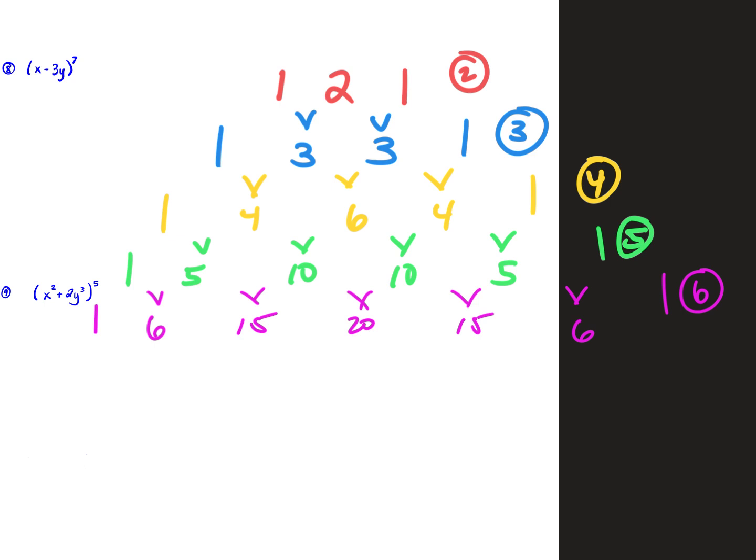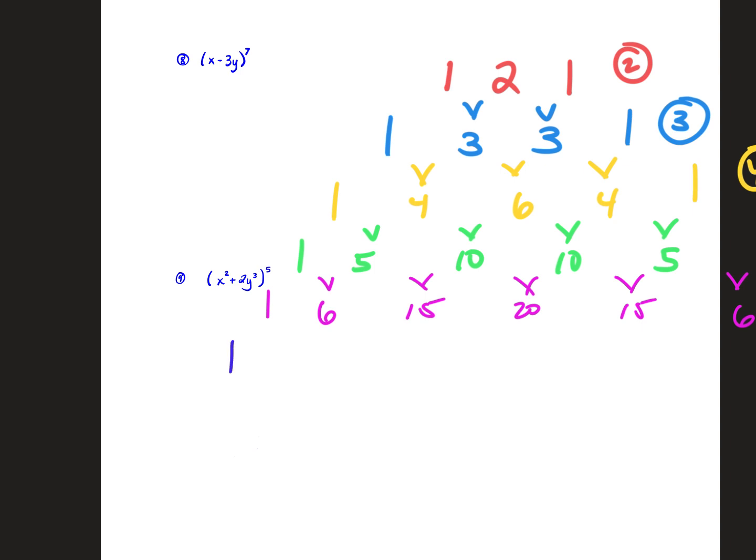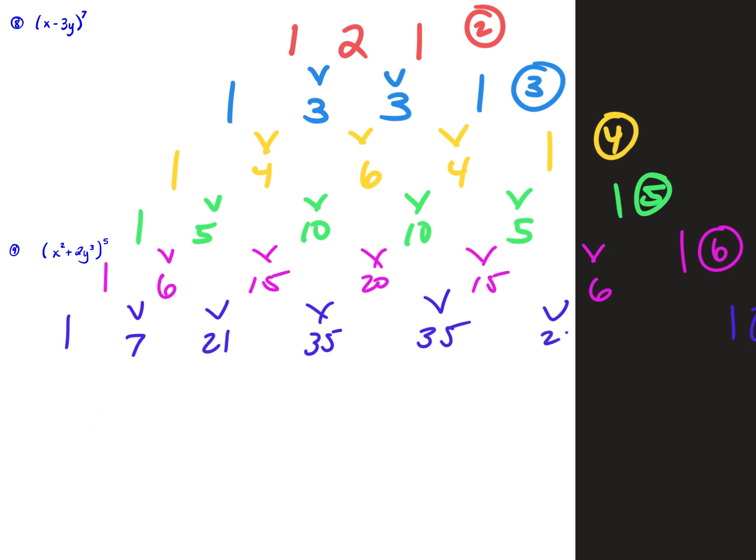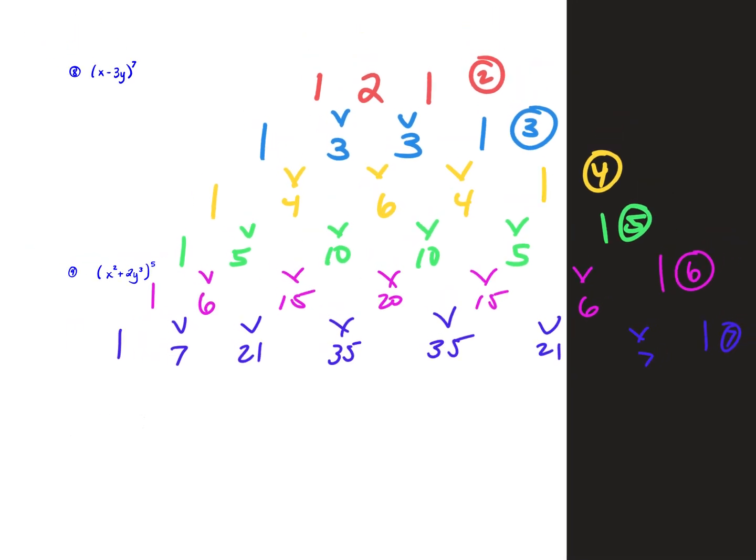And then the last row. 7. So 1's on the outsides. 1 and 6 is 7. 6 and 15, 21. 15 and 20, 35. 35. 21. 7. So now you just built Pascal and his silly little triangle by literally knowing 1, 2, 1. As soon as you get your quiz, I would do that.